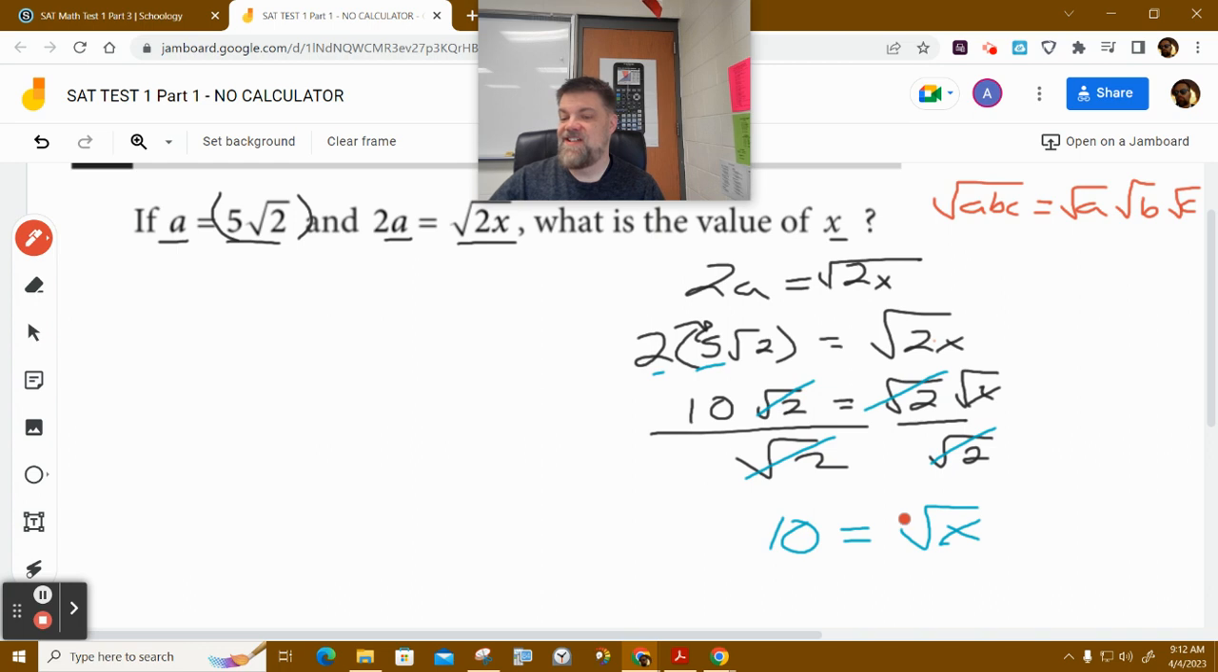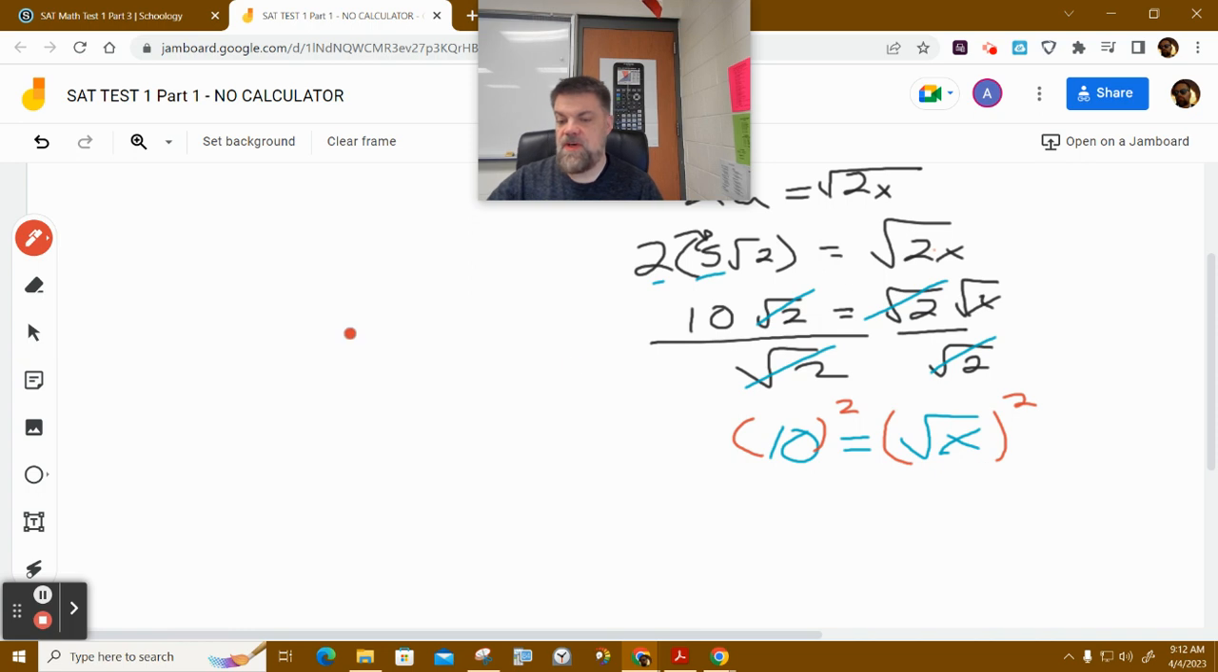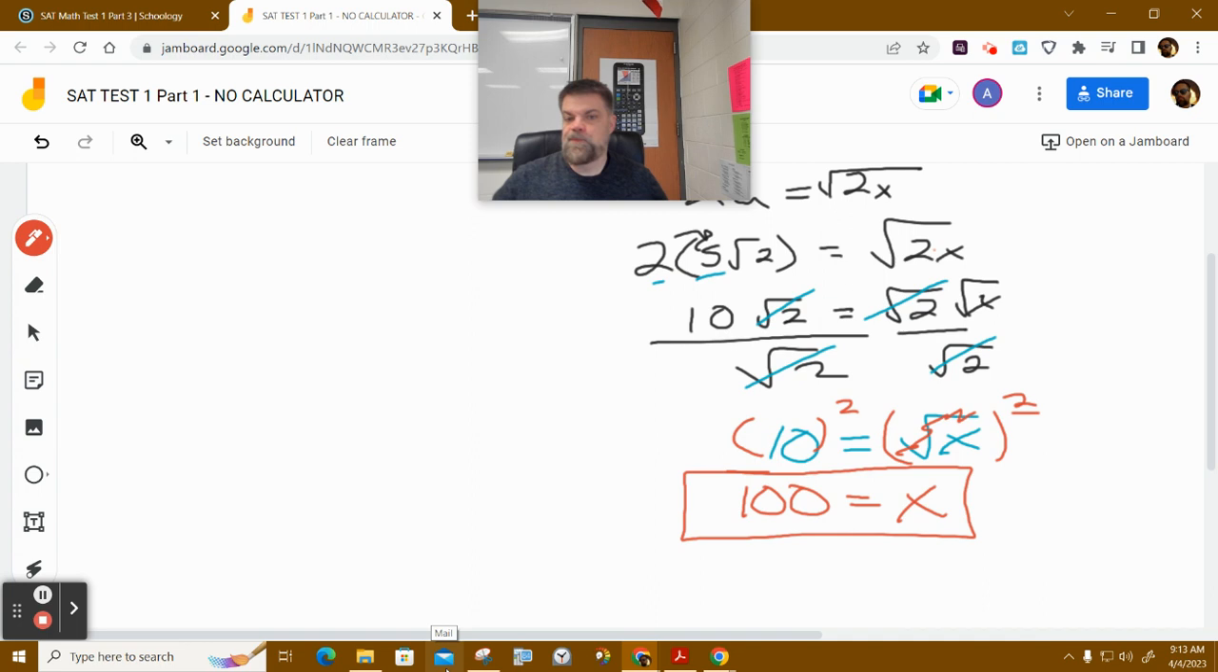I need x. So in order to get x out from under there, I got to square it. Remember, whatever I do on one side of the equation, I got to do on the other. So 10 squared is 10 times 10, or 100. And then when you take the square of a square root, they undo each other, and you're just left with x. So the answer is 100. That's it. That's all there is to it.